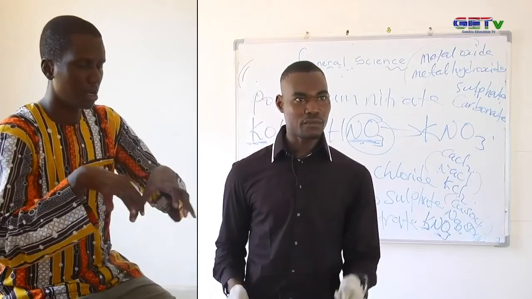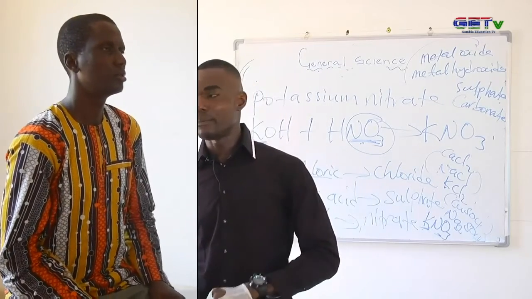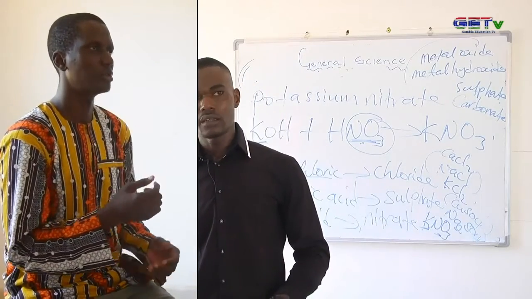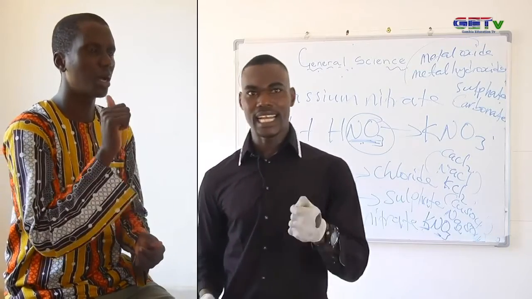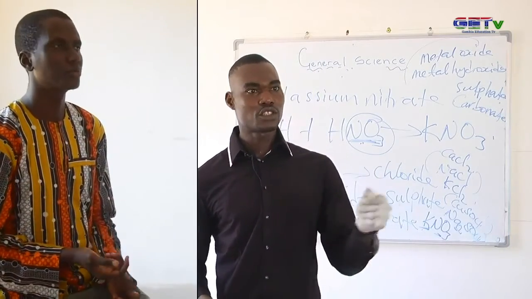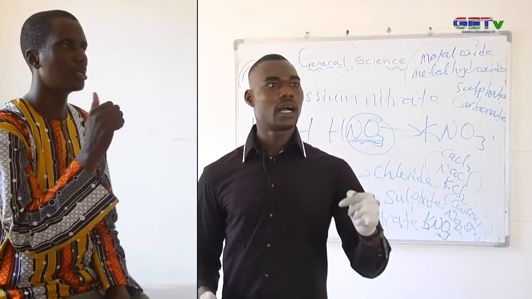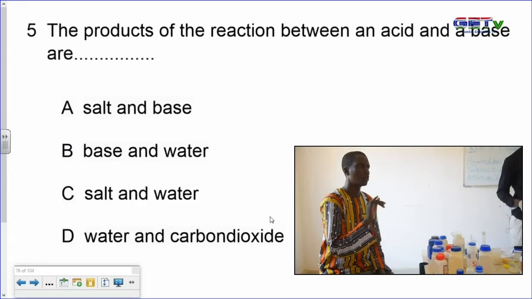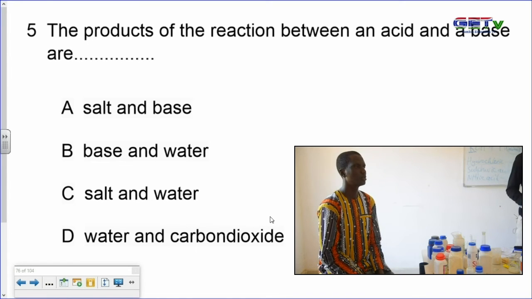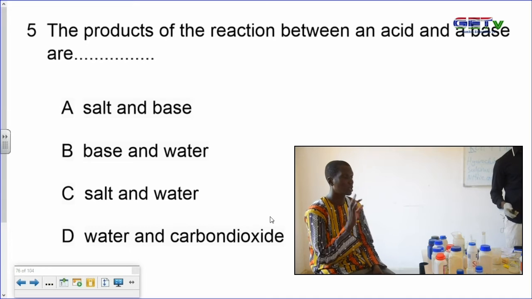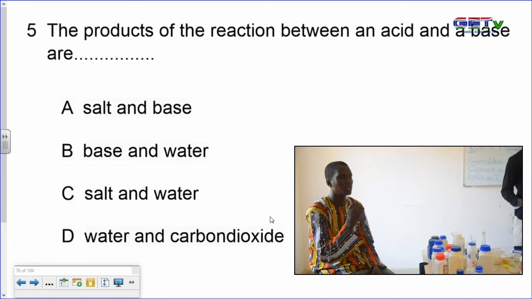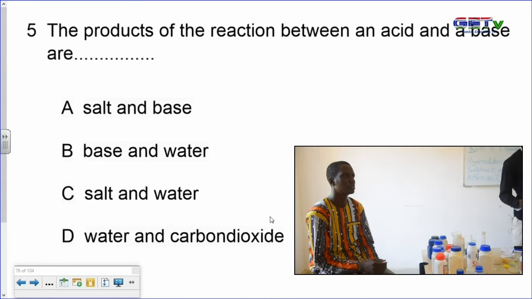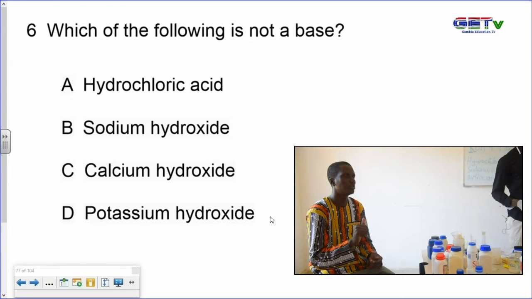Number five, the products of the reaction between an acid and a base are called what? A, salt and base, B, base and water, C, salt and water, and D, water and carbon dioxide. The correct answer there is option C, salt and water. The products of the reaction between an acid and a base are called salt and water.